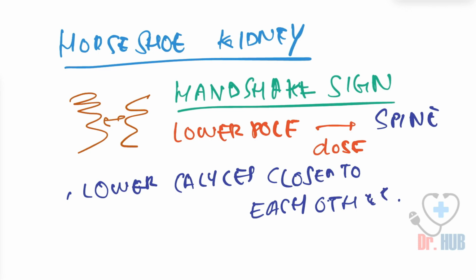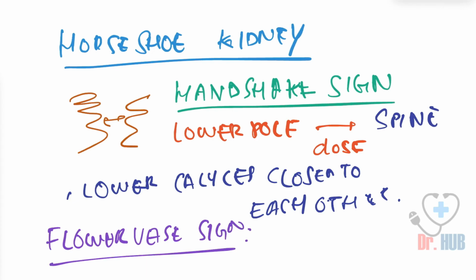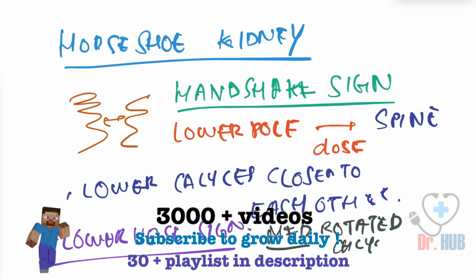There is also something known as the flower vase sign. The flower vase sign is due to the medially rotated calyces.